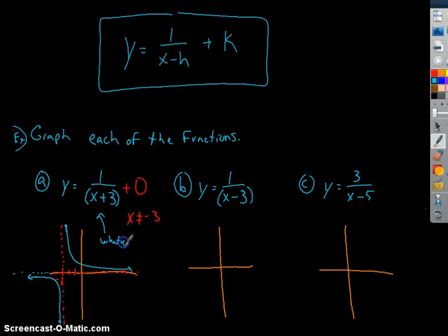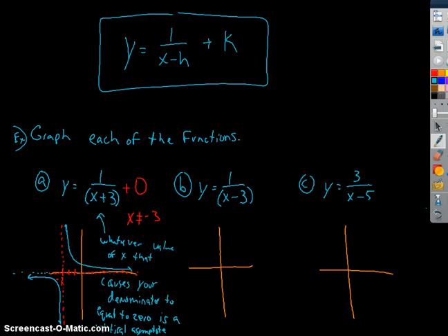Let me pause this. Whatever value of x causes your denominator to equal 0 is a vertical asymptote, or for that matter, a hole. We'll get to the holes later, but it could be one of the two. It could be a vertical asymptote or a hole. I'm going to tell you now, it's a hole if this actually cancels with one of the factors of the numerator. You won't see any of that in the one you look at tonight, but that's where a hole occurs, when a factor here cancels with a factor in the numerator.